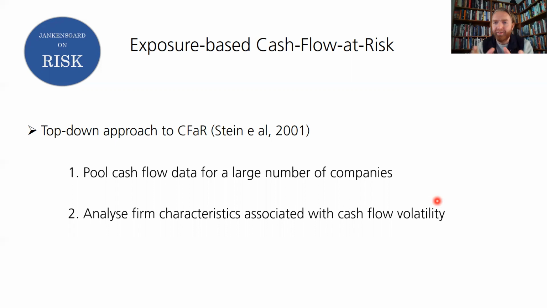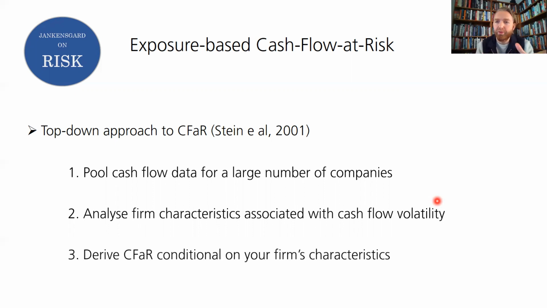So you can, along a number of dimensions, characterize what factors drive cash flow volatility. And then you take your firm's characteristics and use that to derive a conditional distribution for cash flow volatility, or E-CFaR. So you basically just utilize the statistical power from having lots of data, but you take your firm's specific characteristics to find the appropriate cash flow distribution for your firm.